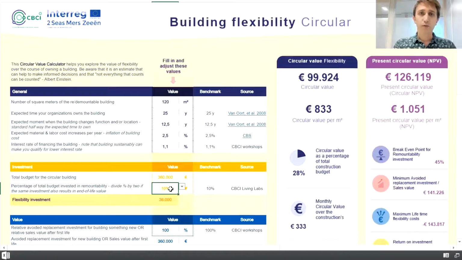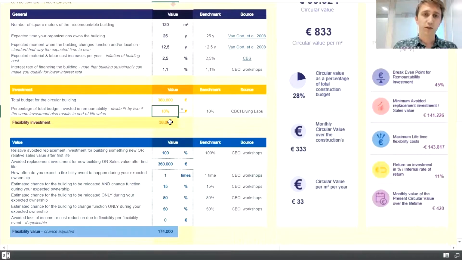Yes, if you also use the other calculator and you see a value of remountability also at the end of life of the building, so that's by getting a building apart and getting these materials divided, you can get more value out of them. Then you might want to divide this percentage by 2, since you do the same investment for 2 benefits. But that's up to you, just whatever you see applies in your situation. So this results in an investment of 36,000 euros in the fact that you make this building remountable.